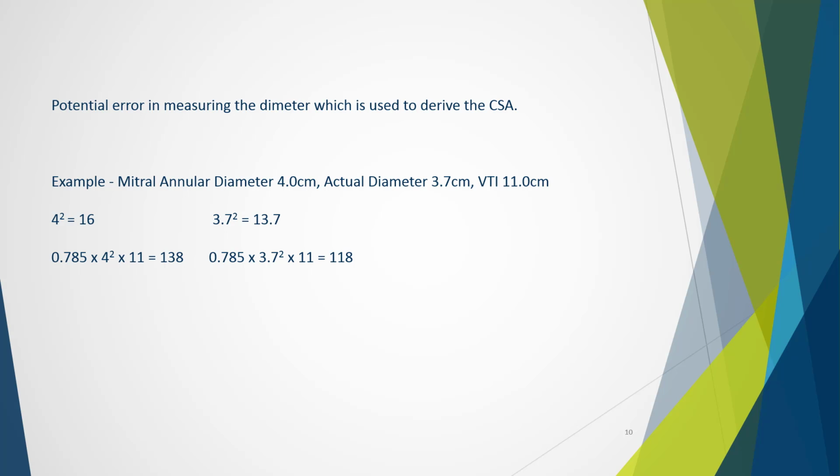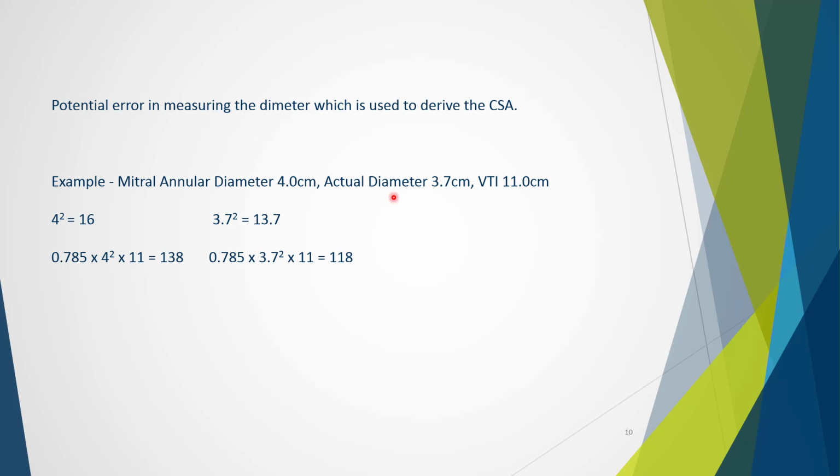There is potential error in measuring the diameter, which is used to derive the cross-sectional area. A small under or overestimation can have a significant impact on the stroke volume result. The issue may be compounded as two sets of stroke volumes are calculated this way. In our example here, we can consider the mitral annular diameter of 4 centimeters.